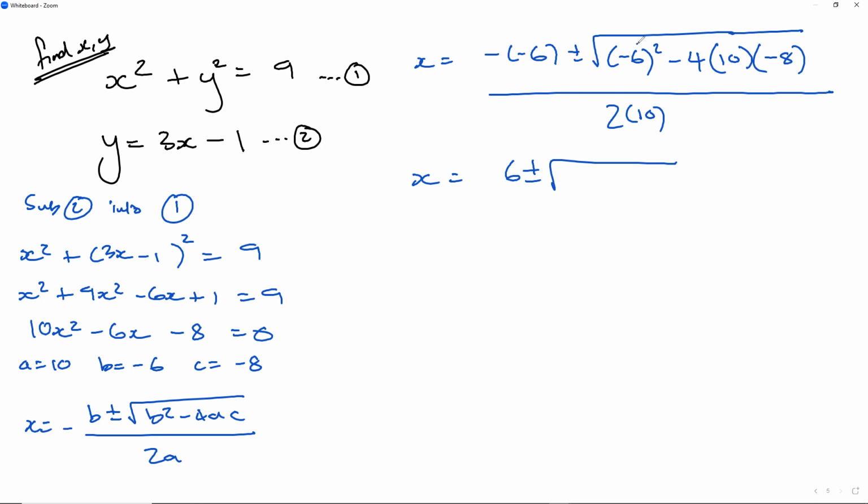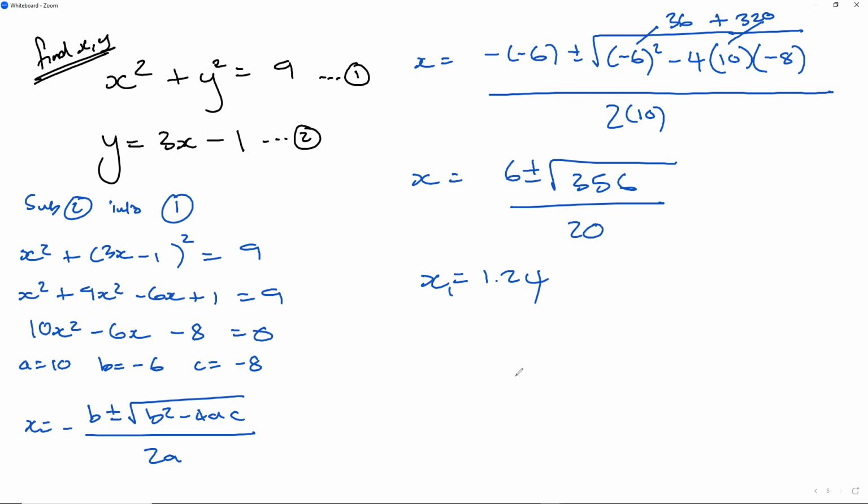This is going to be 6 plus minus the square root. This is 36, and this is plus 4. 40 times 8 is 320, so that'll be 356 all over 20 from there. And I put this on a calculator. All right, so what I'm going to do is flip this on a calculator, and I've got 6 plus the square root of 356 divided by 20. It'll come to 1.24, x1 is 1.24.